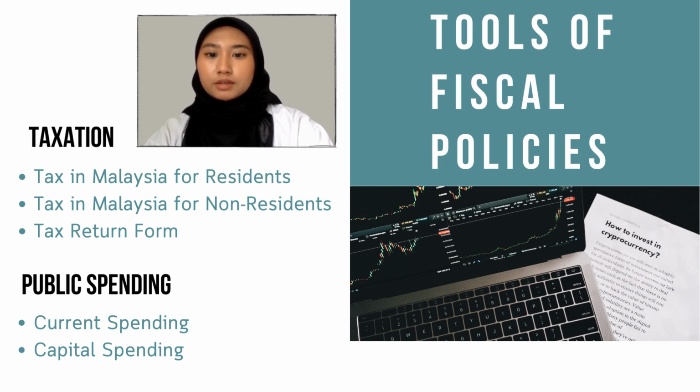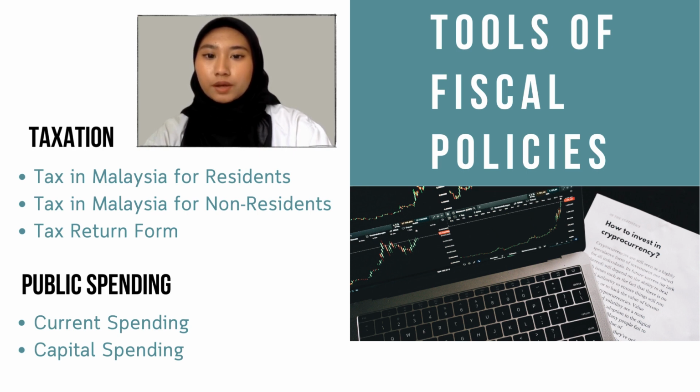Next, public spending. Current spending refers to the expenditure made by a government on its day-to-day operations and ongoing programs. This type of spending covers various recurring expenses necessary for the functioning of government agencies and the delivery of public services. Examples of current spending include salaries and benefits for government employees. Capital spending involves investment in long-term assets such as infrastructure projects, buildings, or equipment. Capital spending contributes to the development and expansion of a nation's physical and social infrastructure.